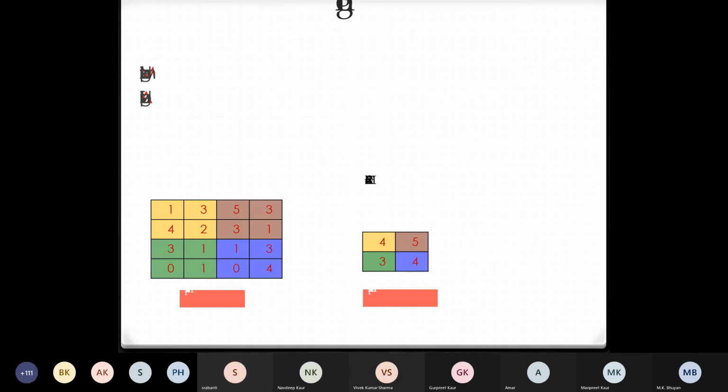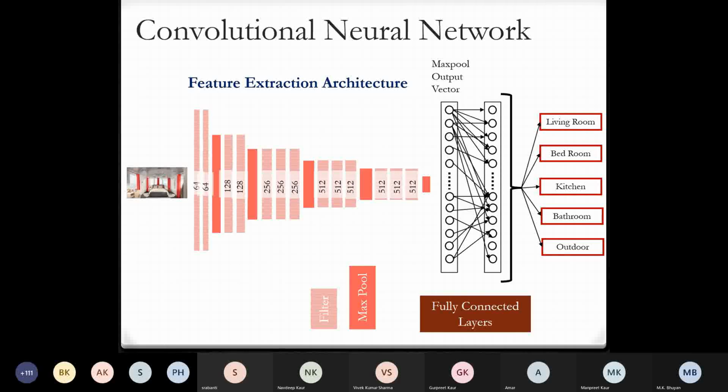So you can see in convolution neural networks, this is the final structure. We can extract the features, and also you can see I am showing the convolution layers, and also I am showing the max pooling layers.